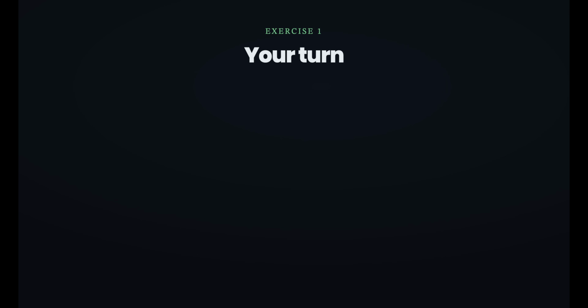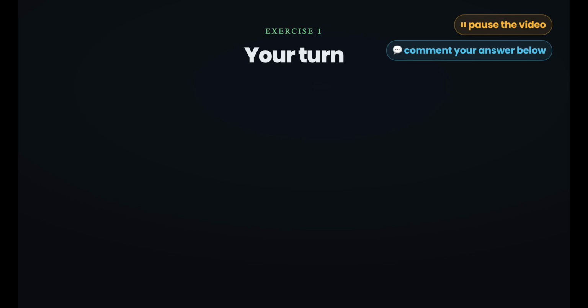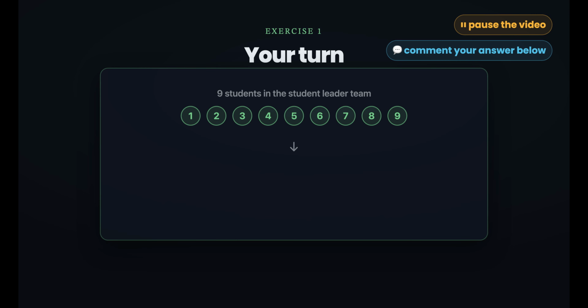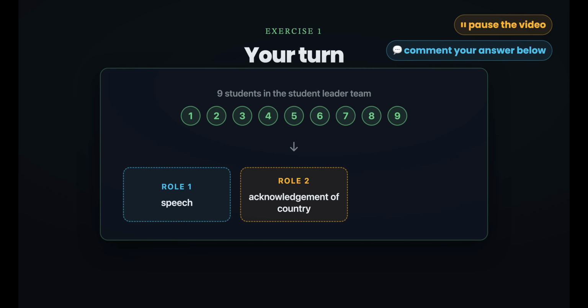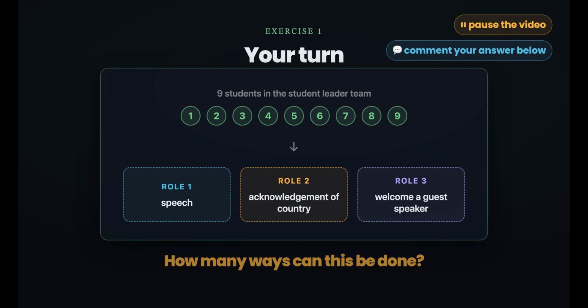Alright, exercise 1. Pause the video and try this one, and once you've finished, comment your answer below. There are 9 students in the student leader team. 1 will be chosen to give a speech, another to give an acknowledgement of country, and a third to welcome a guest speaker. How many ways can this be done?